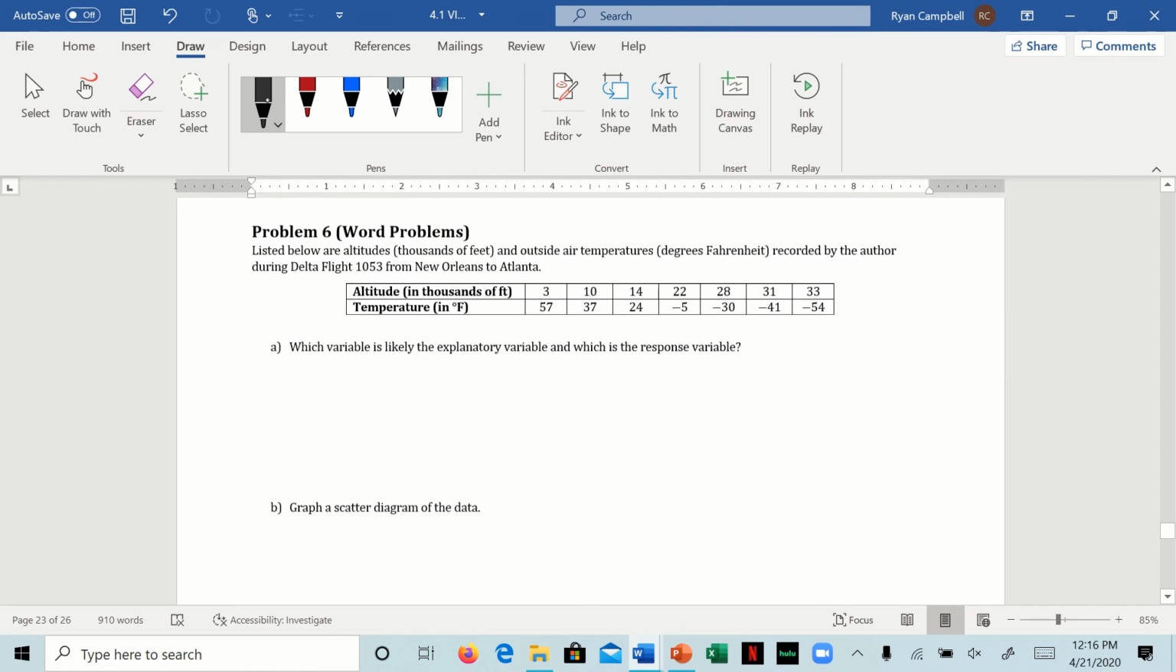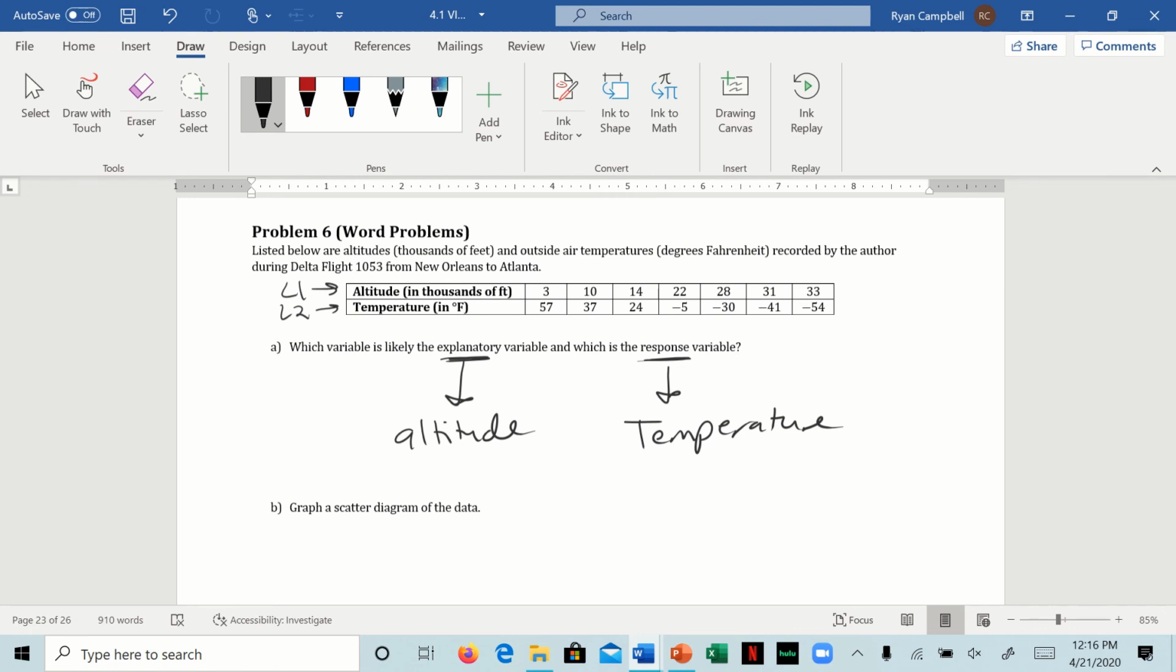All right, last example. Listed below are altitudes in thousands of feet and outside air temperature recorded by the author. So which one is probably the explanatory? Which one is the response? So probably the higher you go, the temperature would be affected by it, right? The higher you go, your temperature is going to change. So L1 is your altitude, L2 is your temperature.